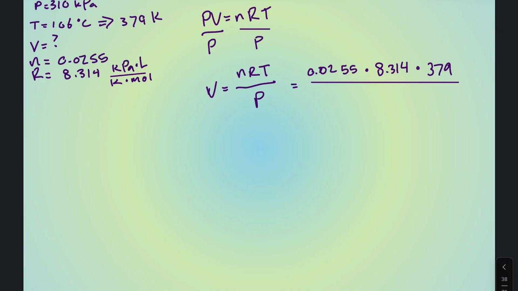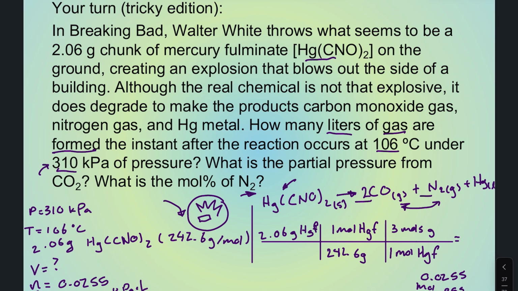And then our P is going to be the 310 kilopascals that we start with. So we end up with our volume being about 0.259 liters. Okay, so that's our volume of gas that came out of this. So we can answer this. How many liters of gas is 0.259 liters of gas.